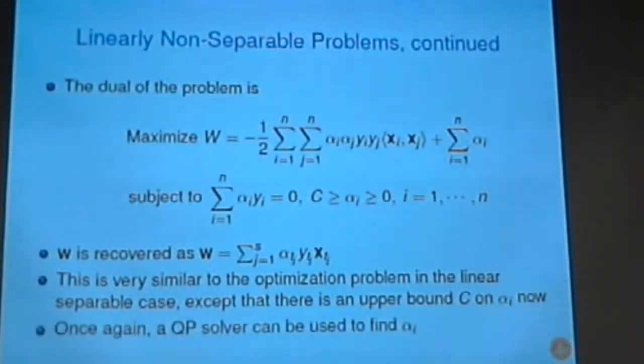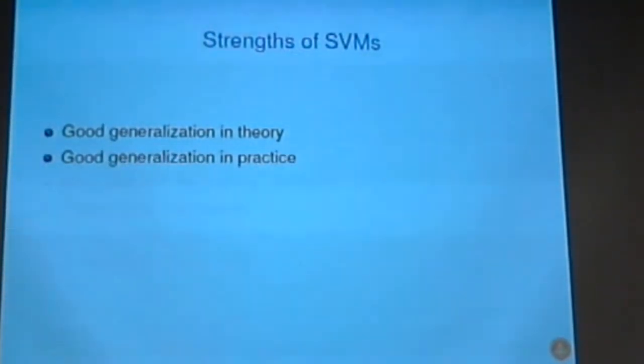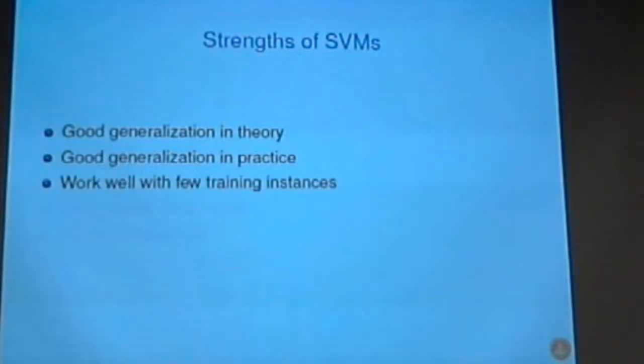Anyway, let's skip some of this detail and just look at the support vector machine in general. The strength of that is its good generalization in theory. The objective function in this dual problem depends on the feature vectors only through their inner products. It also generalizes well in prediction and works well with few training instances. Remember we said that it depends only on a few support vectors, right? So it works well with small data sets.